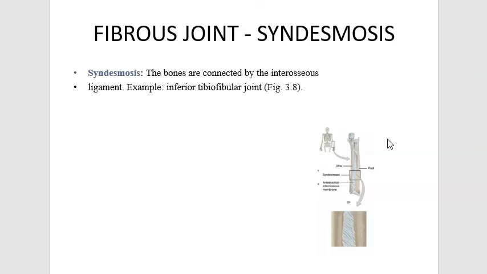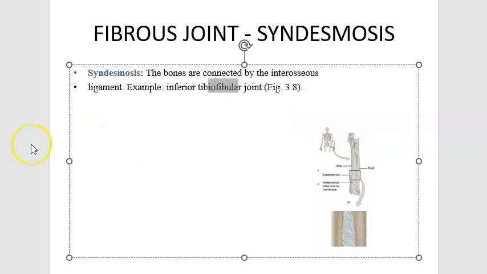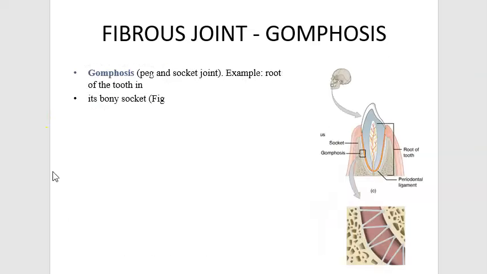Then coming to syndesmosis, where is it? It is between your radius and ulna, and between your tibia and fibula. This connection is the interosseous ligament. This is a fibrous joint. Then you have the gomphosis between the tooth and the bony socket. These are all fibrous joints.